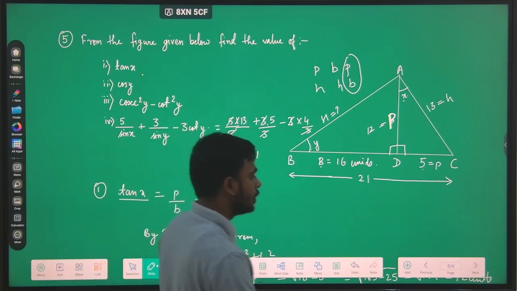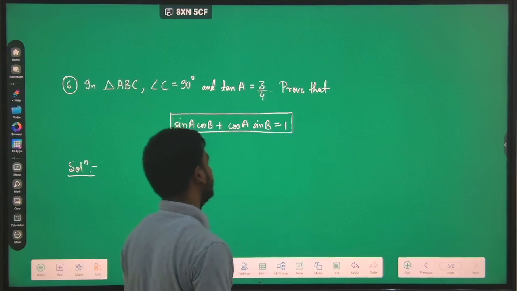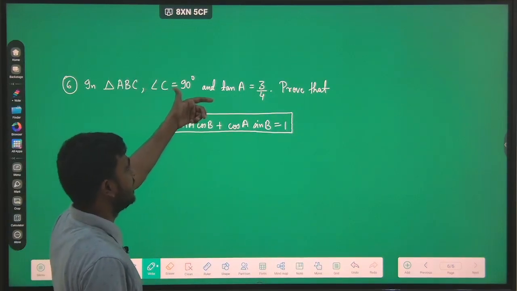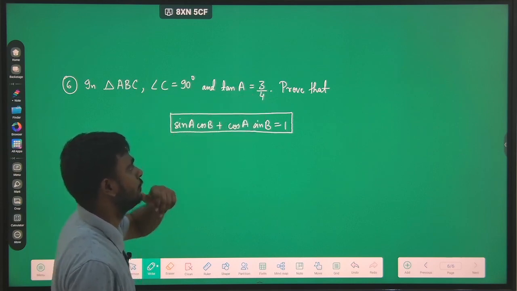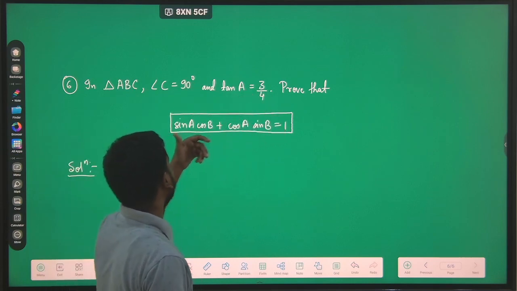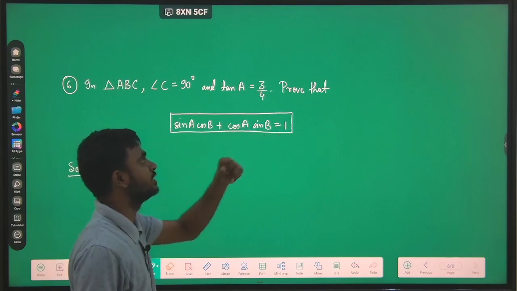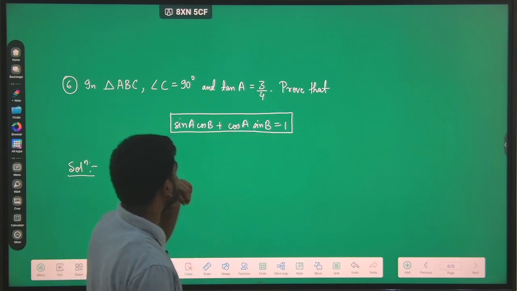Okay. Now we will move to our next question, which is: in triangle ABC, if angle C is 90 degree and tan A is equal to 3 by 4, prove that sin A cos B plus cos A sin B is equal to 1. Okay.